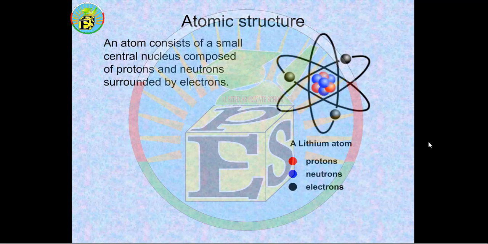Atomic structure. Fast revision about atomic structure. We studied that an atom consists of a small central nucleus composed of protons and neutrons, surrounded by electrons. This is the nucleus, which contains protons and neutrons. The proton has a positive charge, the neutron is neutral, and the electron has a negative charge. The number of protons equals the number of electrons, and is called the atomic number. The mass number is the number of neutrons added to the number of protons.